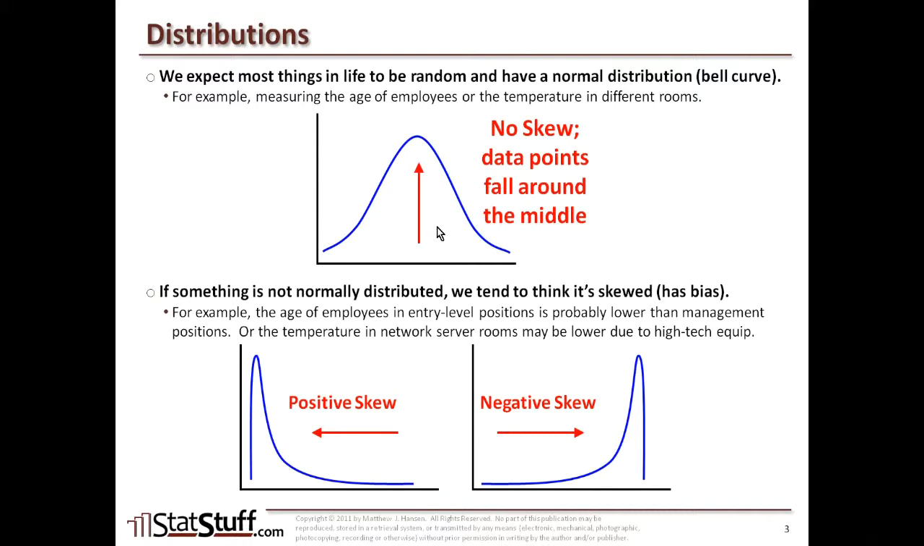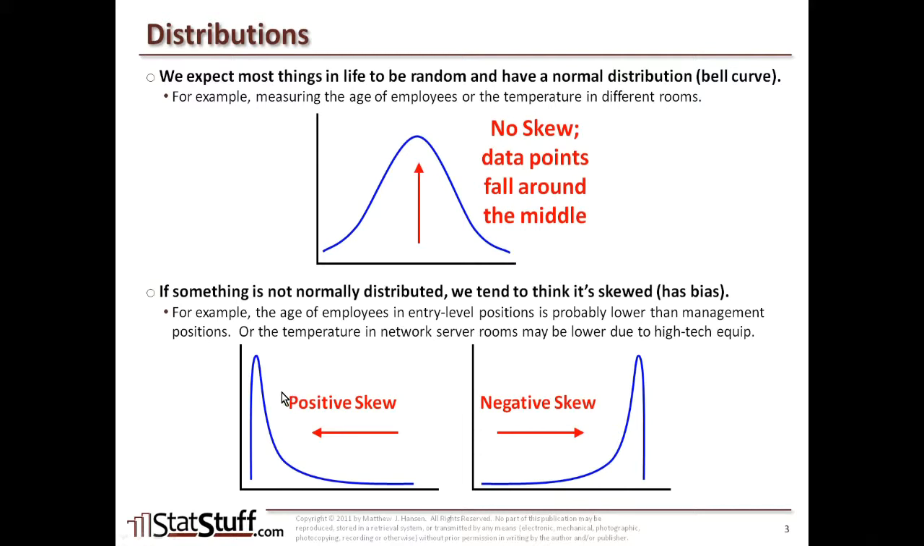Or when we're measuring temperatures, we might see some skewing if there are some network server rooms, that is, computer rooms where there's a lot of high-tech equipment. We tend to keep those rooms at a lower temperature in order to help that equipment process appropriately and keep it cooled. If we're accounting for something like that, that might skew our results a little bit. When you have some skewing or bias, it's what's called a non-normal distribution when we plot it out.